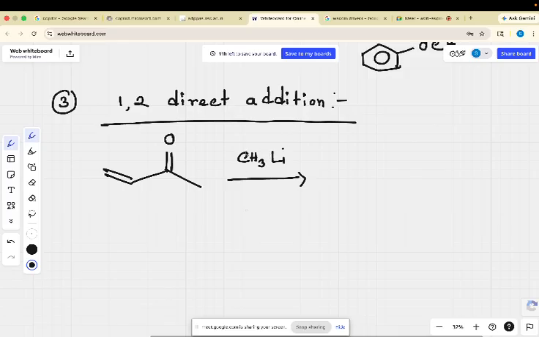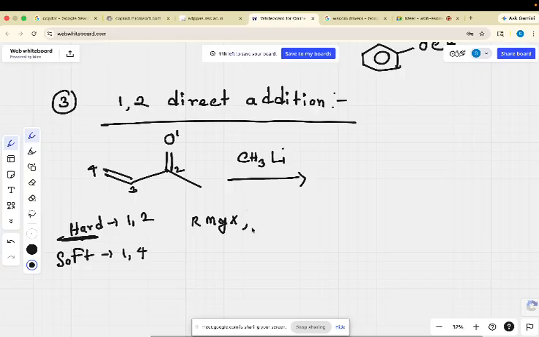I think I have mentioned what is a hard center and what is a soft center, that you know, right? If you have a hard reagent, that will do a 1,2 attack. If you have a soft reagent, that will do a 1,4 attack. So what is 1,2 and 1,4? This is 1, 2, 3, 4. Now which one is basically a hard reagent? Suppose you have Grignard reagent.